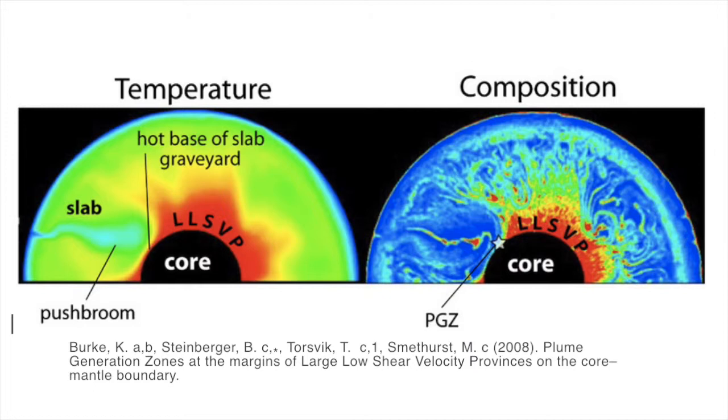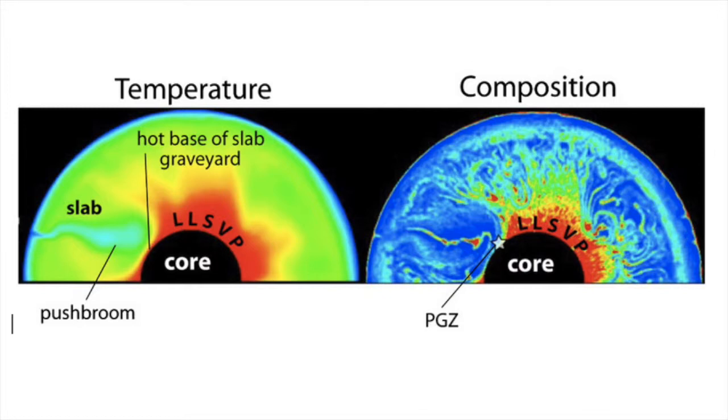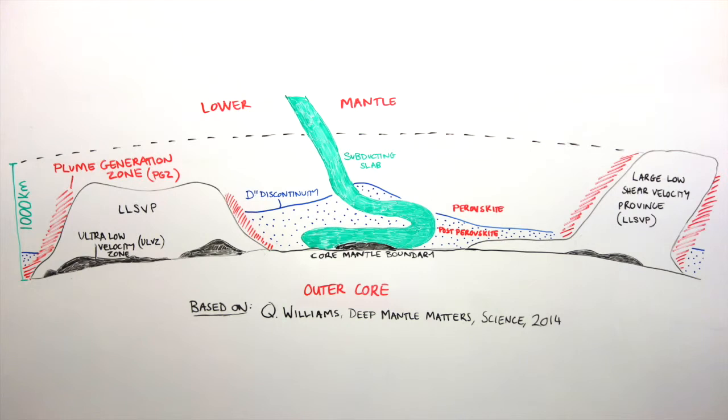Given that LLSVPs are chemically isolated, material must be sourced elsewhere in the lower mantle to supply plume upwelling. Material that is pushed ahead of the subducting slab is heated in the lowest few hundred kilometers of the mantle via conduction from the core. This material is less viscous relative to the surrounding lower mantle, but is still quite dense, hugging the core mantle boundary. The downward force of the slab acts as a broom, sweeping the material along the boundary.